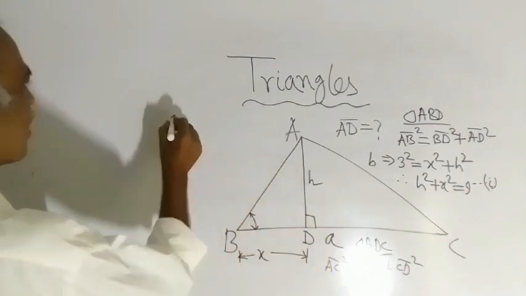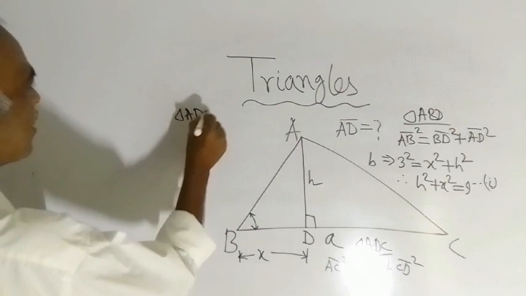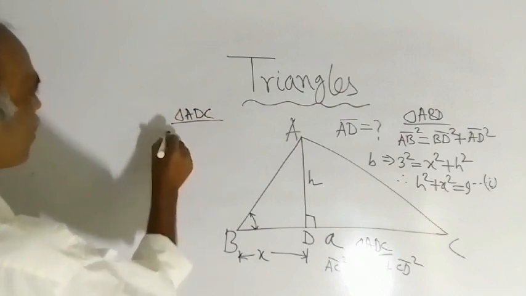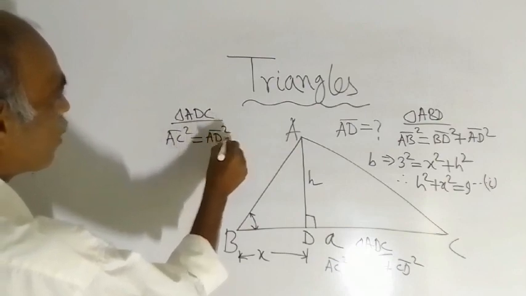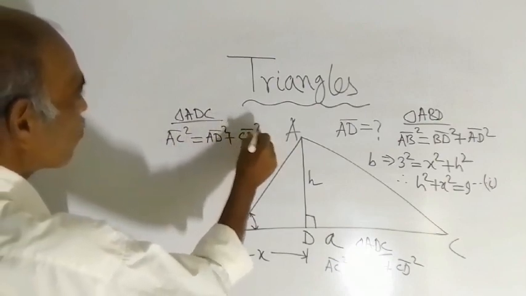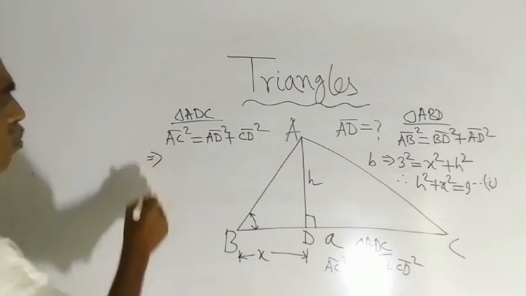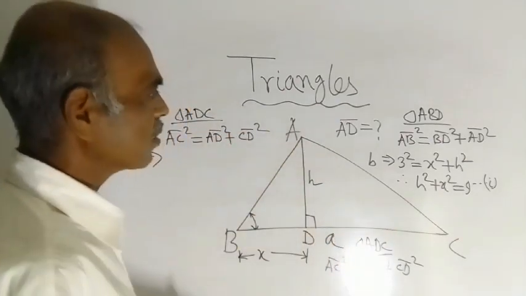What I have written there, for triangle ADC, we can easily write AC square is equal to AD square plus CD square, right? Then AC is how much? AC was not given.